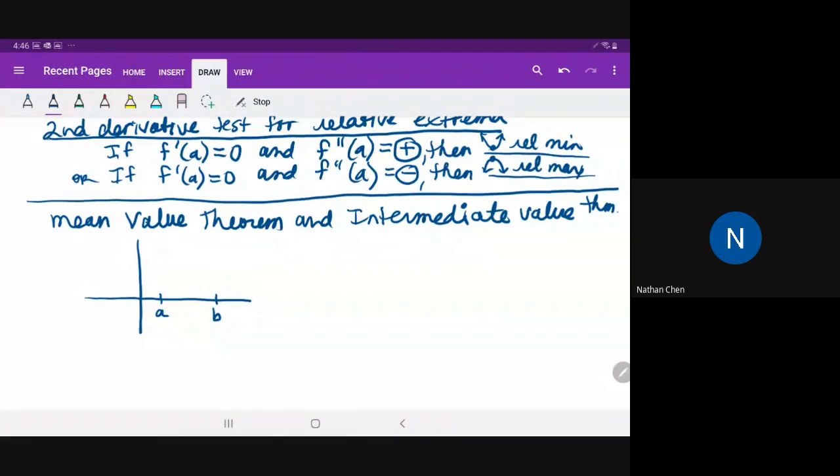Okay. Cool. So basically what you have for the mean value theorem is you have A and then you substitute it in and you get F of A. You have B, you substitute it in and you have F of B. And basically you have some curve like this. Okay, and then I'm going to use my other color.